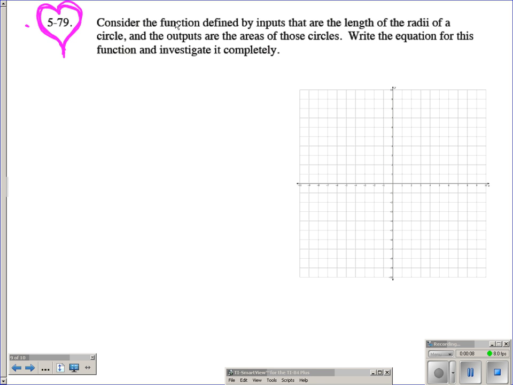Consider the function defined by inputs that are the length of the radii of a circle, and the outputs are the areas of those circles. Write the equation for this function and investigate it completely.